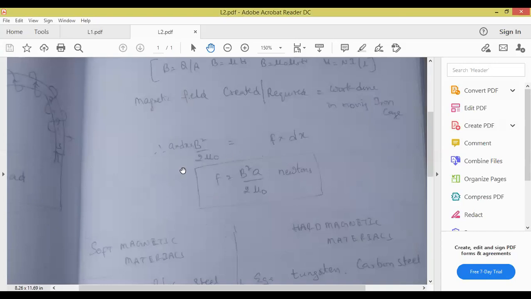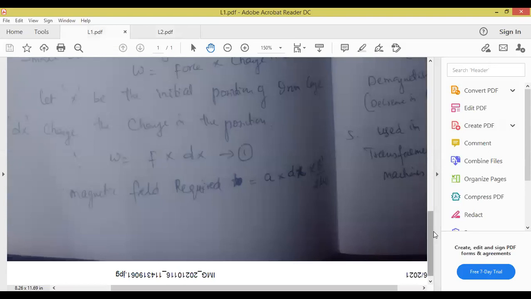As I mentioned initially, this is the important and toughest one. The only new concept is this B square by 2 mu naught. Now you see all of you, LHS equal to RHS, dx gets cancelled. So force is equal to B square into A by 2 mu naught. What is the unit of force, anyone? The unit of force is Newton. I repeat this derivation once again, as you have to write it in the examination.